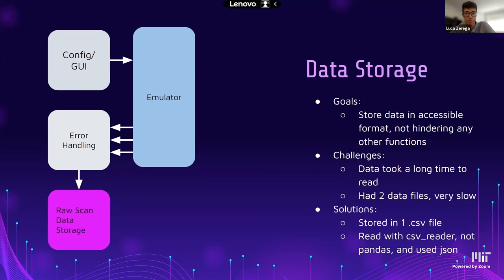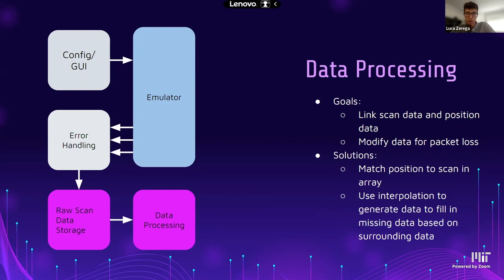So now we're going to talk about data processing, and our goals for this are pretty simple. Basically, we want to connect the scans to the corresponding platform positions and correct for packet loss. We didn't have any really huge challenges with this. And as Samantha mentioned, we use interpolation, which effectively generates new data to fill in gaps based on the surrounding data to account for packet loss. And then we simply connect position and scan data in an array.